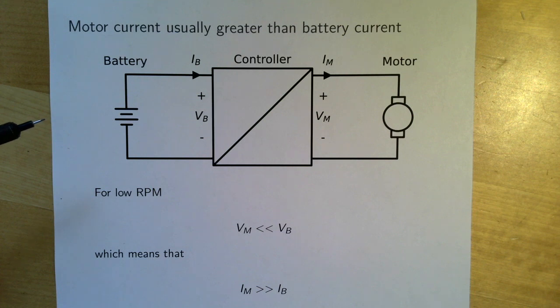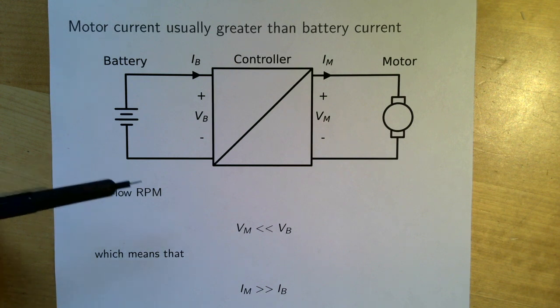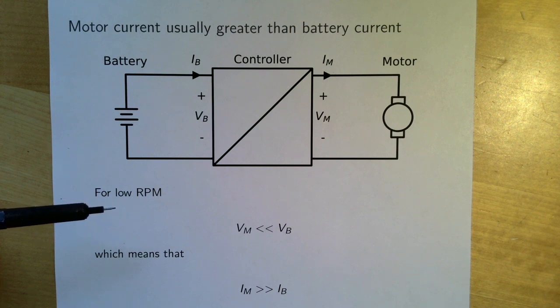To recap, the motor current is proportional to the motor torque. The battery current tells you how much electrical power is going to the controller, and the motor current is usually larger than the battery current at low motor speeds.